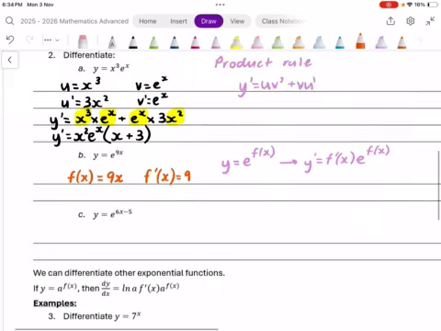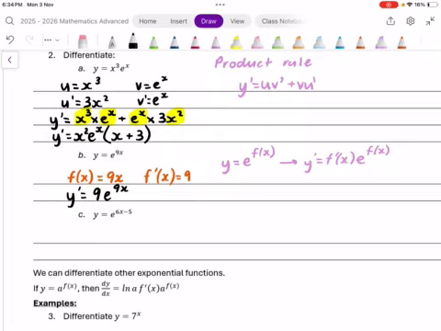So when we get our y dash, it is equal to our f dash x of 9, e to the power of our f x, which is 9x. So the derivative of e to the power of 9x is just 9e to the power of 9x.